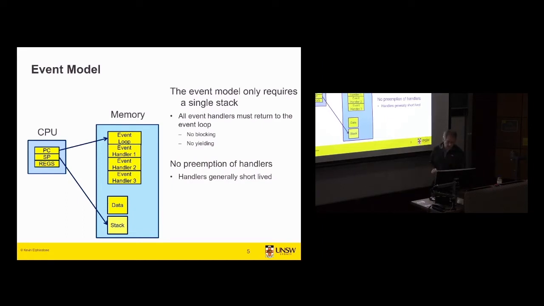Here's a model of a CPU and memory that I'm going to reuse a few times, so I'll spend a little bit of time introducing it now. We have a really simple CPU here on the left, and it has fairly minimal state. It has a program counter, a stack pointer, and some registers.